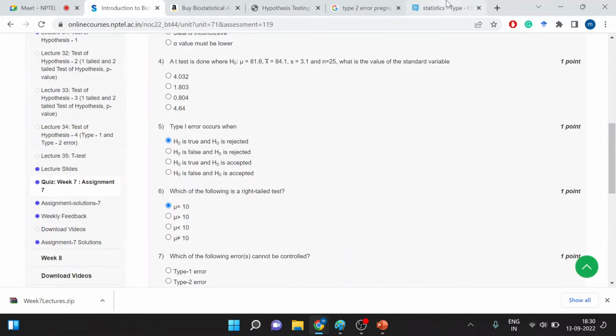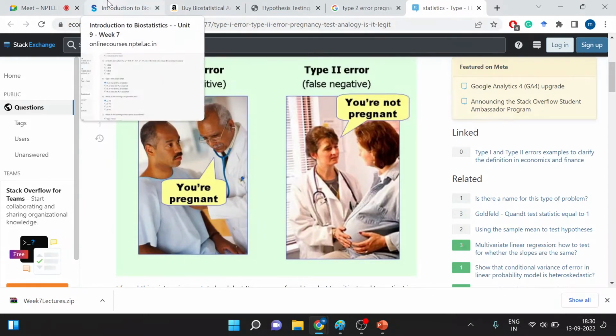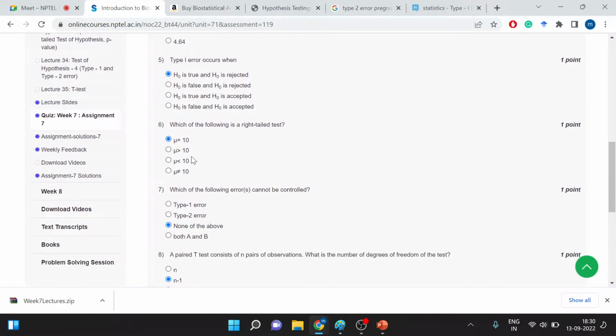The best way I remember is through this example, which is why I still remember it. But please do remember what a type 1 error and a type 2 error are. Type 1 is a false positive. For example, someone does not have COVID, but he's diagnosed as having COVID. And a false negative is someone actually has COVID, and you say you don't have COVID. Okay, which of these is a right tail test? We have done this earlier. Quickly, anyone?